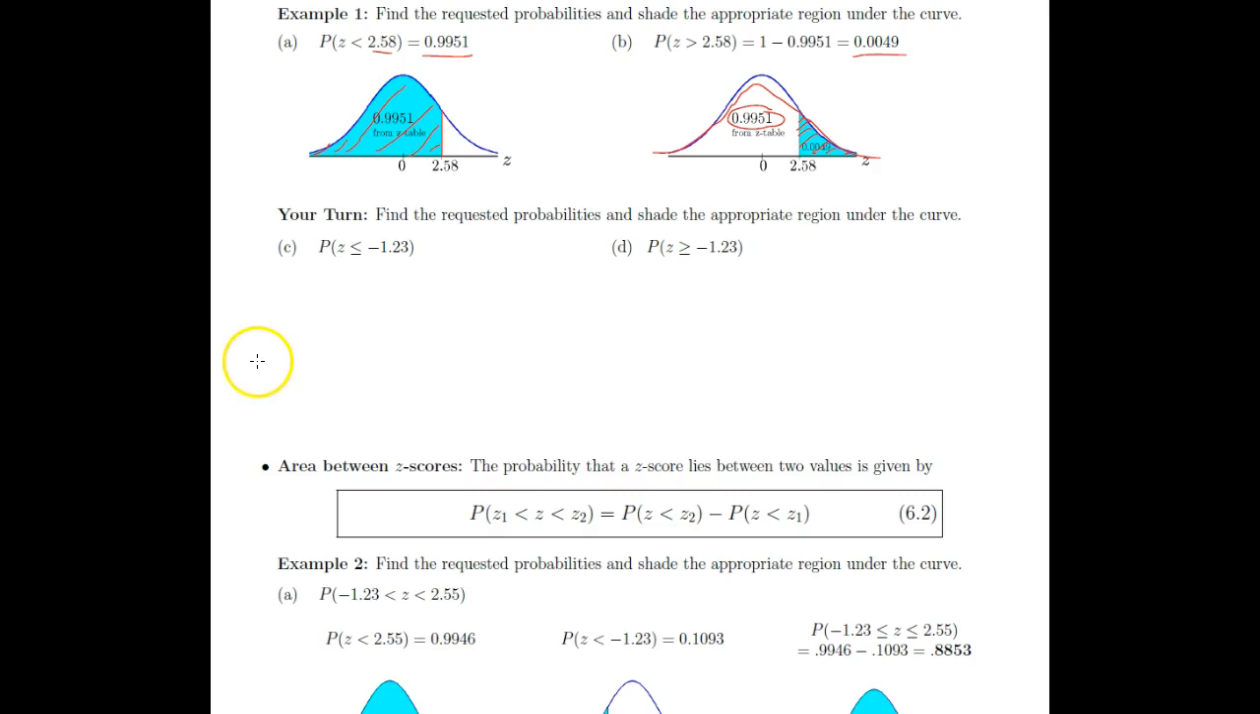Alright, so to draw the curve, I always start with a horizontal line. I draw some bell-shaped looking thing. Don't be jealous if yours don't look as beautiful as mine. Don't worry, just keep practicing and eventually they will be. So I always put my mean of 0 here at the middle. And now we have to label this z-score, negative 1.23. So that's off here to the left somewhere. Alright, negative 1.23.